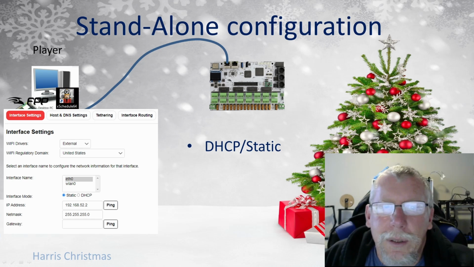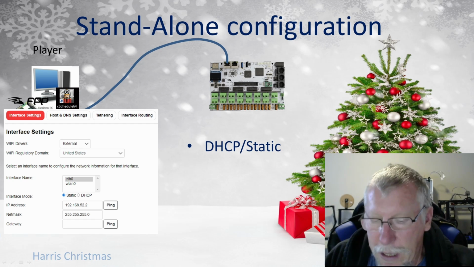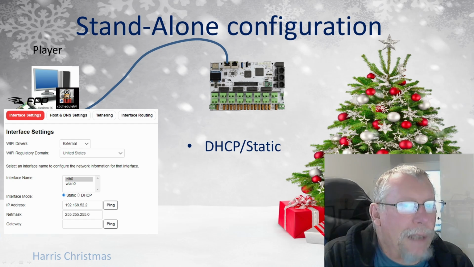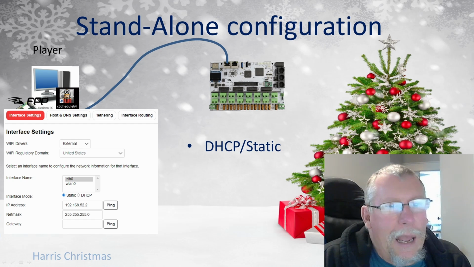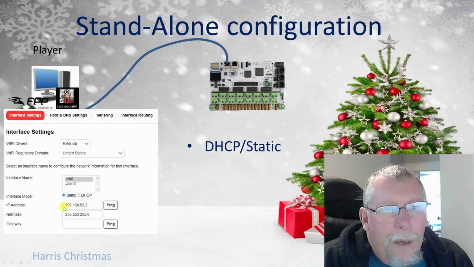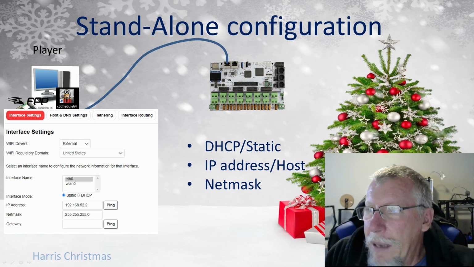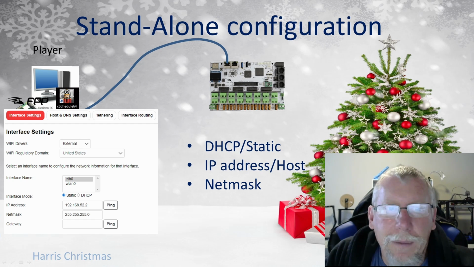Again, computers and FPP devices typically don't have a DHCP server, so you've got to use a static IP address, and it's got to be in the same subnet as your player, which in this case is 192.168.52. So you can give it any number, 192.168.52.3. Net mask, again, is almost always going to be 255.255.255.0.